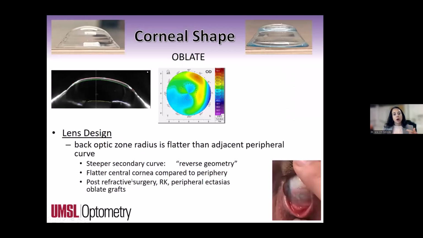So now let's talk about oblate. And so oblate is different, right? Oblate is actually where that back optic zone radius ends up being flatter than your adjacent. So we're thinking reverse geometry, right? So go back to thinking about ortho K.